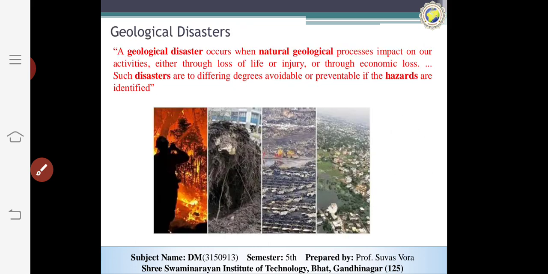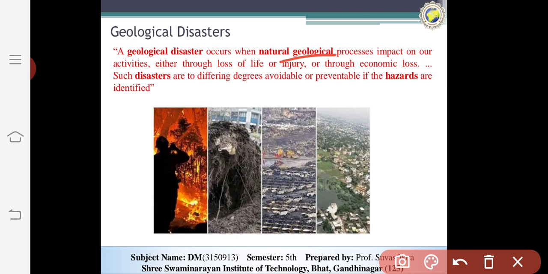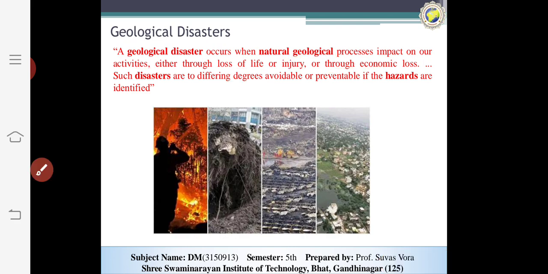So let us start with geological disasters. Geological disasters are natural disasters, where natural geological processes impact our activities either through loss of life and injury or through consequent losses. Such disasters are avoidable or predictable to different degrees if the hazards are identified. Here we know that the earthquake and the cyclone are examples of geological disasters.